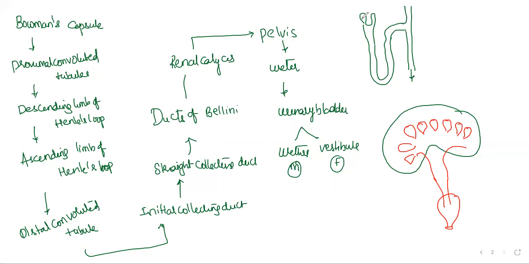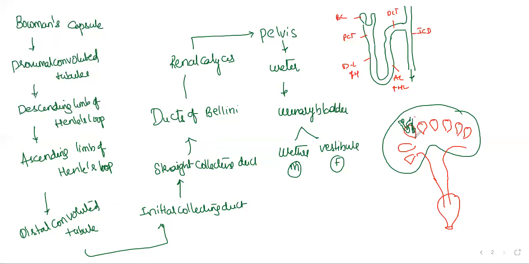Okay, so let me show you. This is Bowman's capsule, and this is the proximal convoluted tubule, descending limb of Henle's loop, and ascending limb of Henle's loop, distal convoluted tubule, initial collecting duct. There you can see the same here even. That means the same diagram I am going to draw here also. Bowman's capsule, PCT, Henle's loop, just for your vision, were shown.